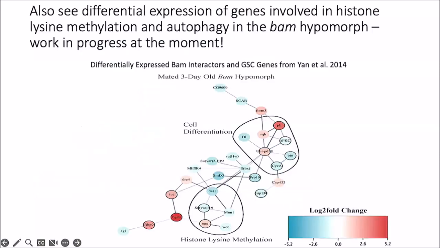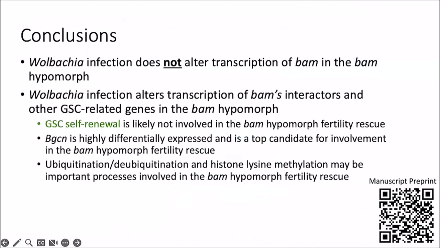So we also see things that are involved in histone lysine methylation and autophagy, basically parts of the cell and individual proteins that will degrade and get renewed over time. So we're making progress towards the functional understanding of what's really the interaction between Wolbachia and bag of marbles. What we don't know, though, is whether this is actually driving the pattern of positive selection at this point.